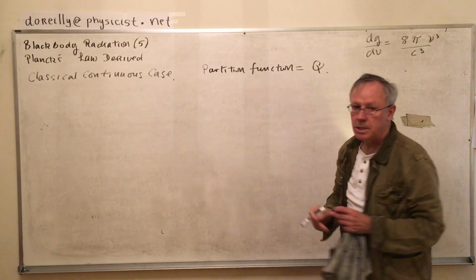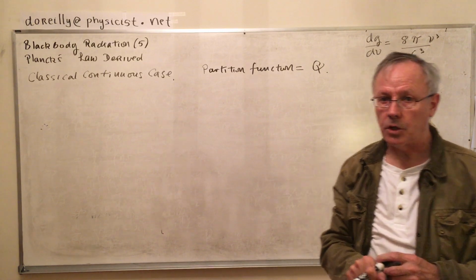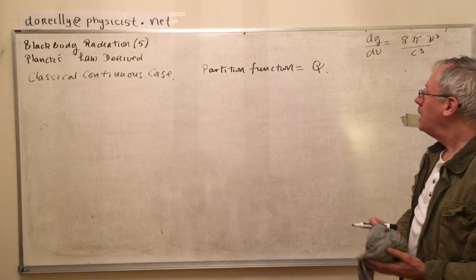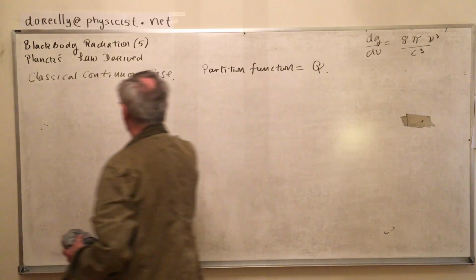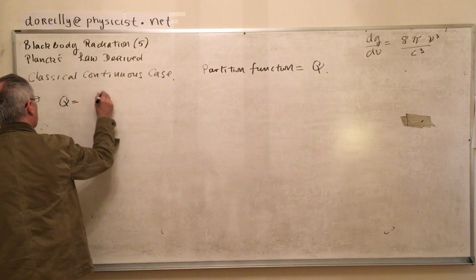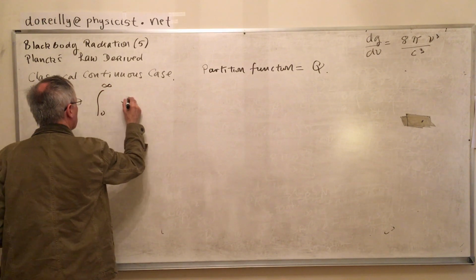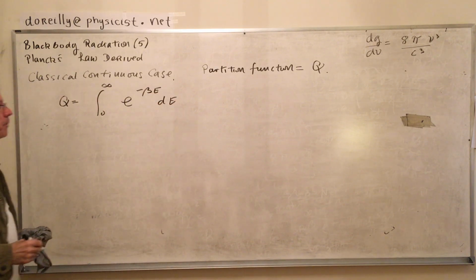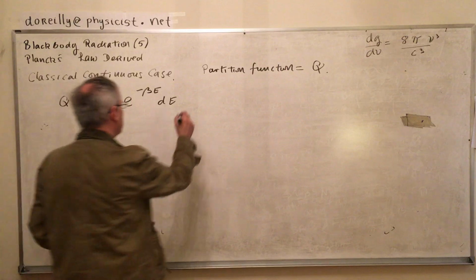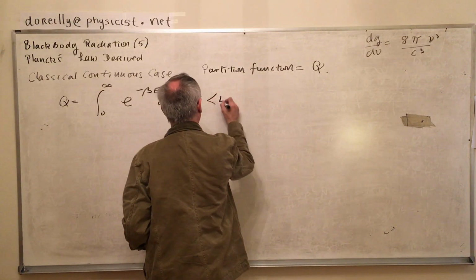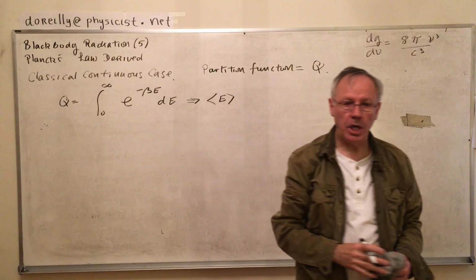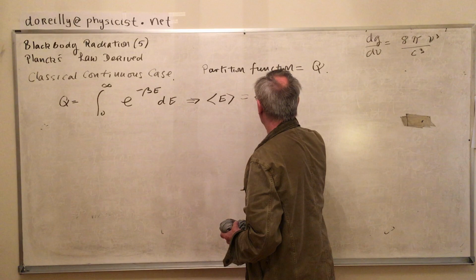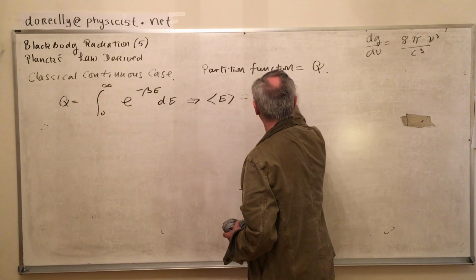Now you have to go to your statistical mechanics to find out about the partition function. The partition function is really the basis of all of statistical mechanics. Now in the classical case, it's continuous, Q. That's the partition function in the classical case. So therefore the average energy per mode for any particular situation is always going to be given by this, as usual.